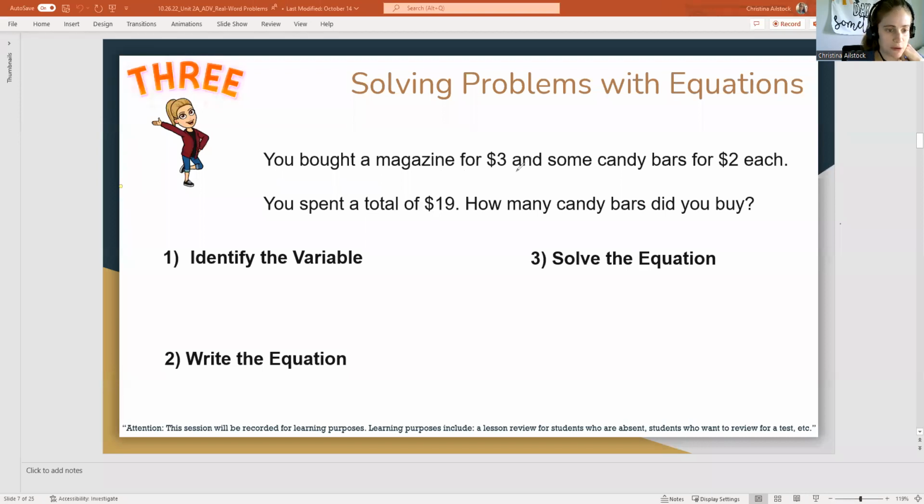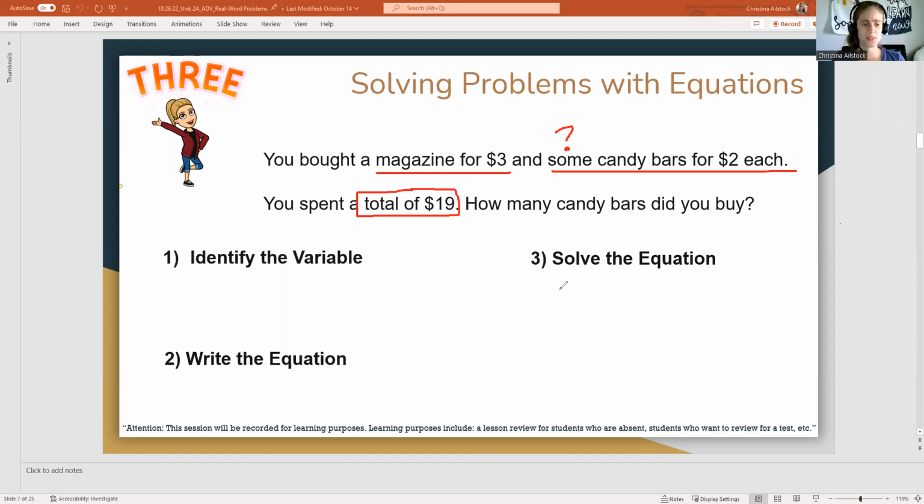So you bought a magazine for $3. Okay, so the magazine was $3. And it just says a magazine. Okay, so that means if you bought a magazine for $3, I bought one of them. And then it says some candy bars for $2 each. So I don't quite know how many candy bars, because it's just some. And then it says I have a total of $19. And then my overall question is, how many candy bars did you buy? Well, hey, that kind of works with what I already identified: I don't know how many candy bars, because that's what we're trying to find.